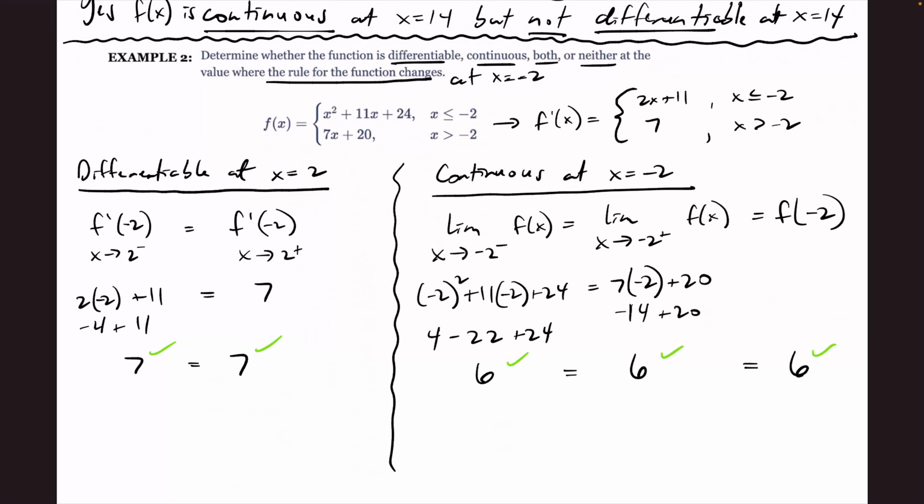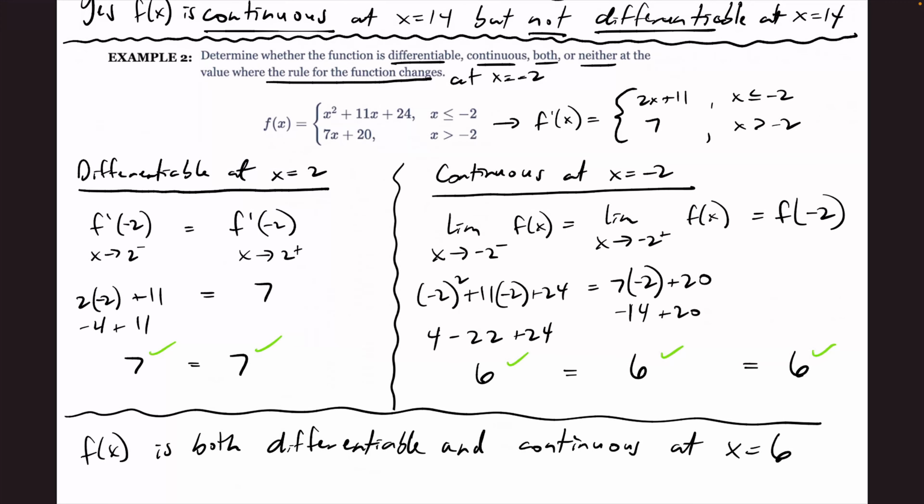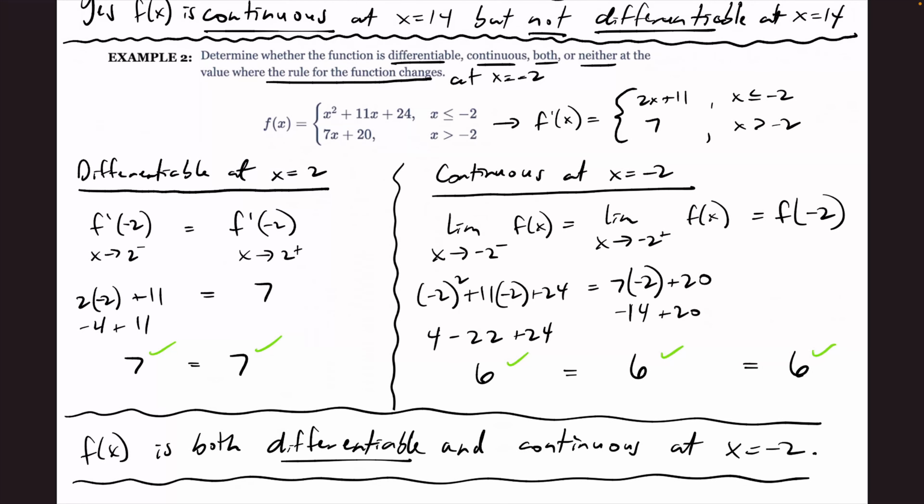Yeah, those are ugly though. So we would say yes, f of x is both differentiable and continuous at x equals, not 6, 2, -2.